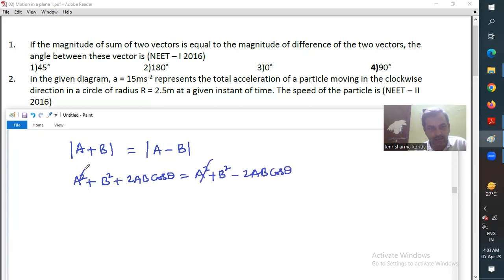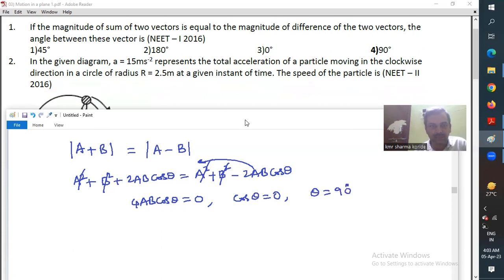So a square and b square on both sides get cancelled. Taking minus 2ab to the left side, 4ab cos theta is equal to 0. Cos theta equal to 0 is at an angle of 90 degrees. Cos theta is equal to 0 because 4ab will come down. So theta will be 90. So the last option is correct. Moving to another question.